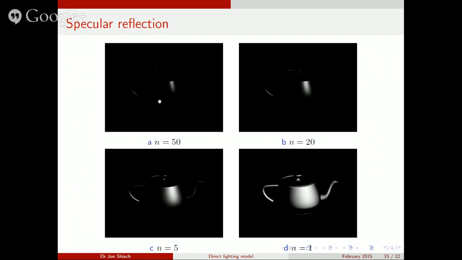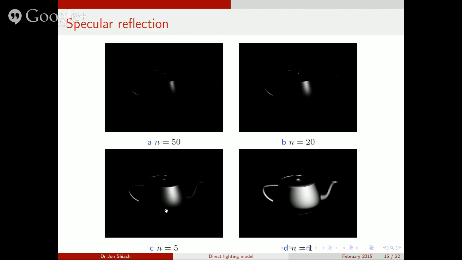So with n equals 50, the only thing we could really see on the teapot is this tiny bit of the handle. You can't even see any of the spout. As I reduce n, we see a little bit more of the handle and a tiny bit of the spout there. And as I reduce the value of n further, we're widening the amount of specular reflection we're seeing. n equals 1 is a bit daft. You can see when we whack n equals 1 way up, that looks a bit too unrealistic. So n equals 5 looks okay.